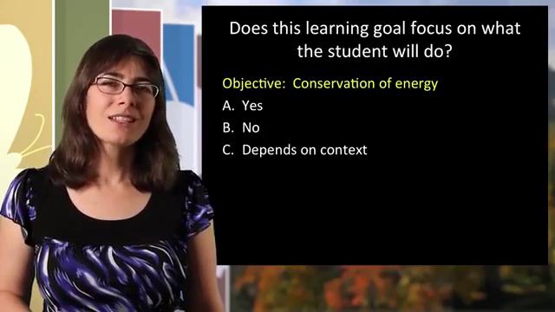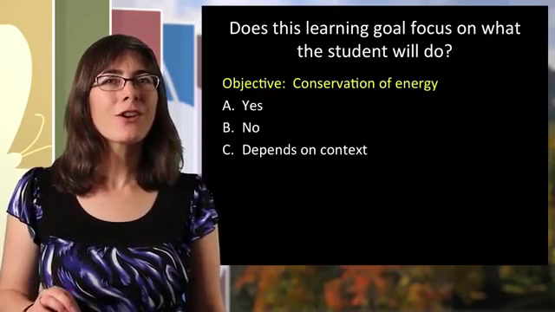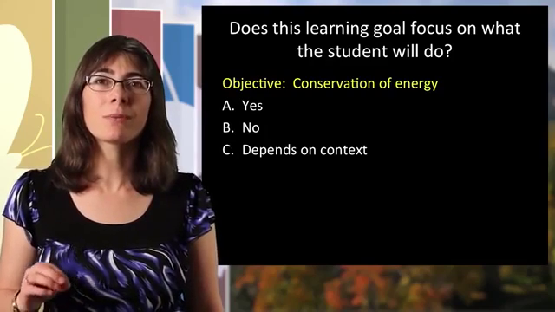We have a checklist that we've developed for figuring out whether or not our learning objectives are really hitting some key marks. So I'm going to go through that checklist with you now. First off, let's look at a particular learning goal. Does this learning goal focus on what the student is going to be able to do?